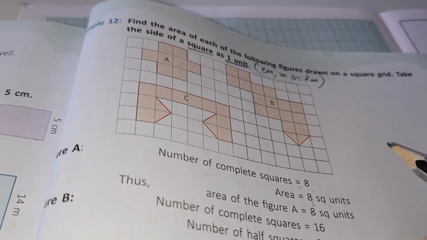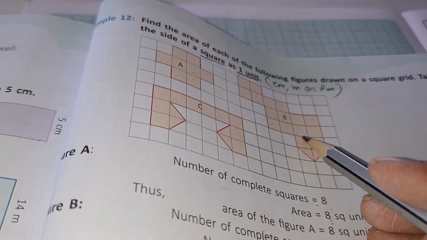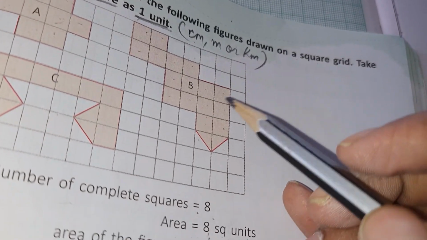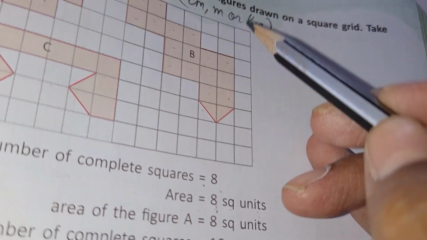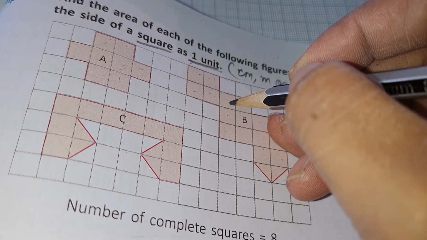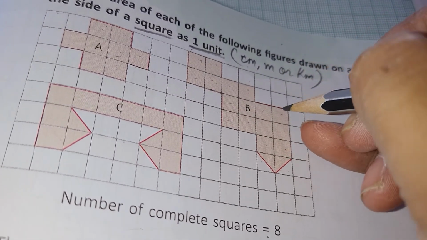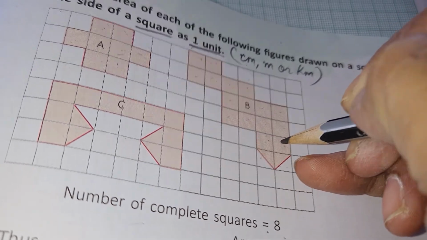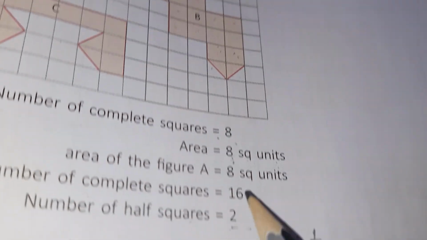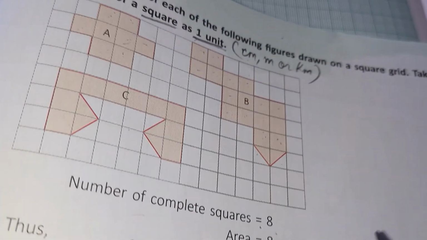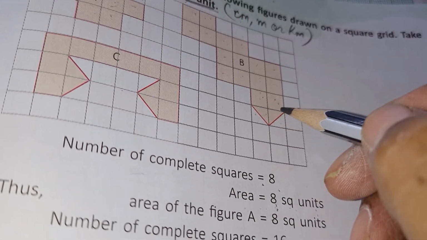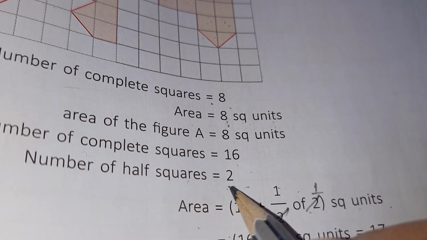Now come to the next figure, figure B. In this figure, again we first count the number of complete squares. 1 2 3 4 5 6 7 8 9 10 11 12 13 14 15 16. After 16 there are half squares. So we write here 16 squares. Then we count the number of half squares. There are 2 half squares. So you write 2 here.